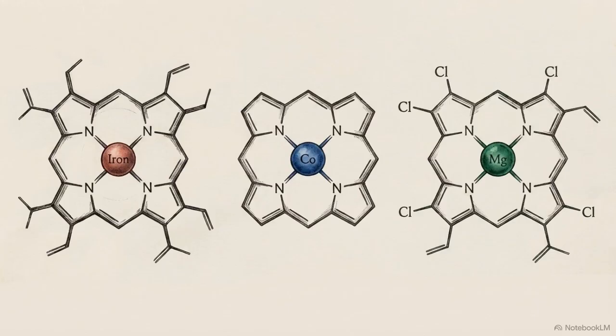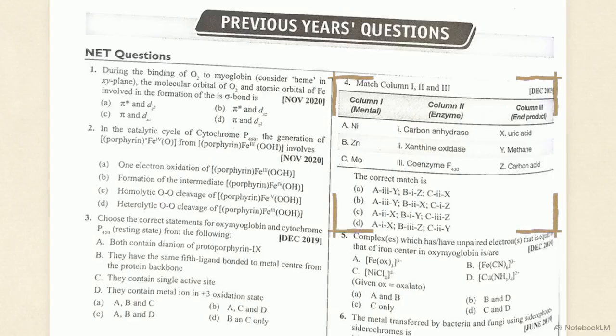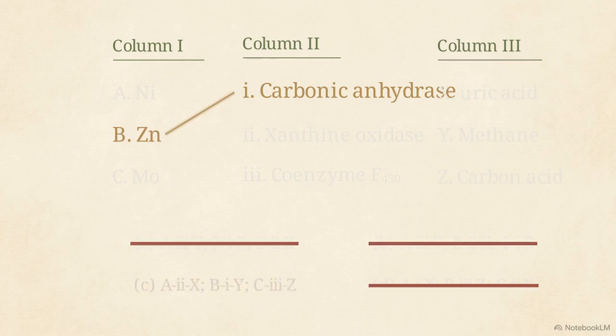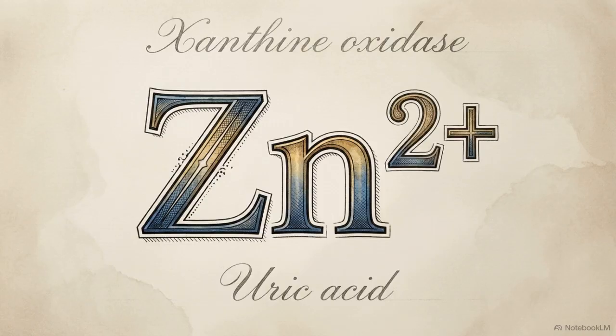While the central metal determines the core chemical potential, these variations in the organic ring system refine the enzyme's geometry for specific biological targets. This matching question from a previous competitive exam looks complex because of the multiple columns. However, we can solve it by applying the periodic trends we've already identified. By connecting zinc to carbonic anhydrase based on its requirement for a non-redox Lewis acid, we can immediately eliminate 3 of the 4 multiple choice options. The complex biological names become secondary to the underlying inorganic requirements.